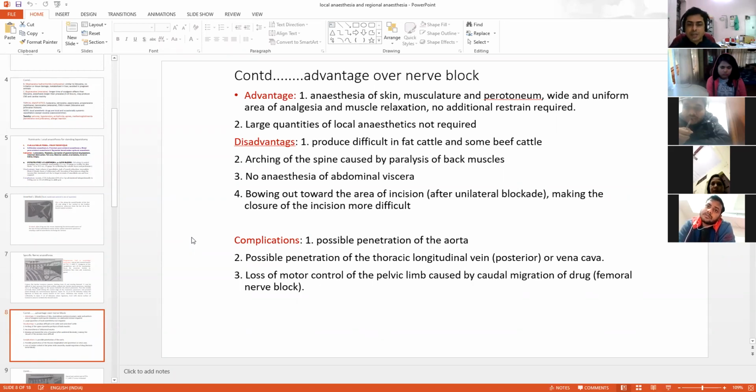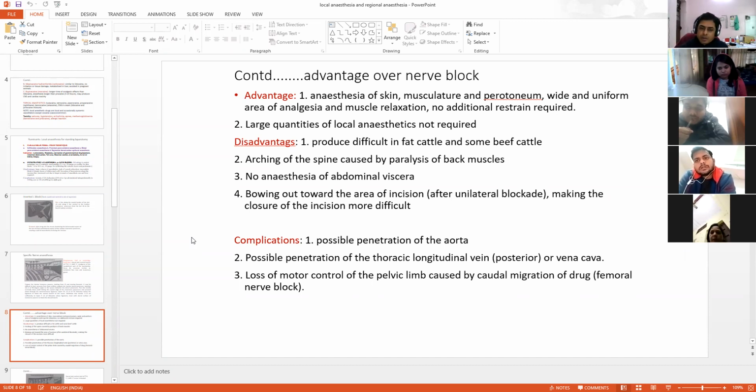Possible penetration of the thoracic longitudinal vein or vena cava. This is just adjacent to this abdominal aorta. So these are some complications you may notice while giving this paravertebral nerve block.